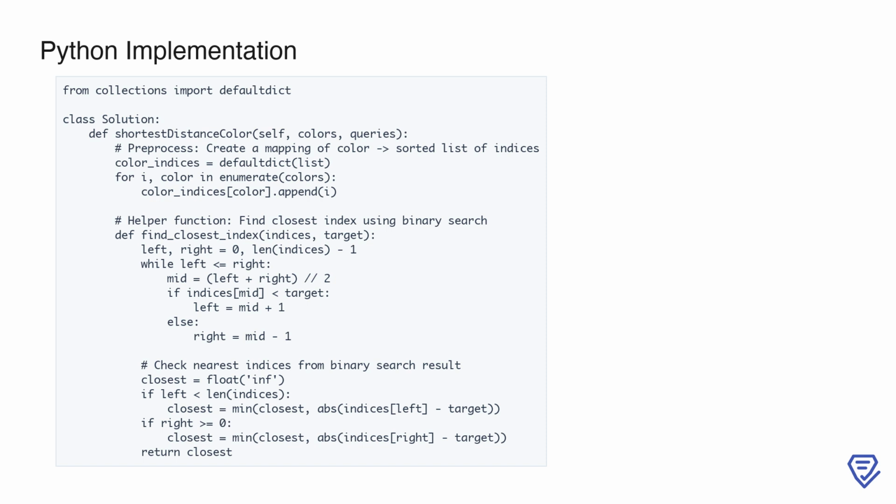Depending on whether the midpoint value is less than or greater than the target, we adjust the pointers accordingly. After the binary search loop completes, we check both the left and right neighbors to ensure we find the minimum possible distance to the target index. This is achieved by comparing the absolute differences between the target and the indices at the left and right bounds, returning the smallest distance found.